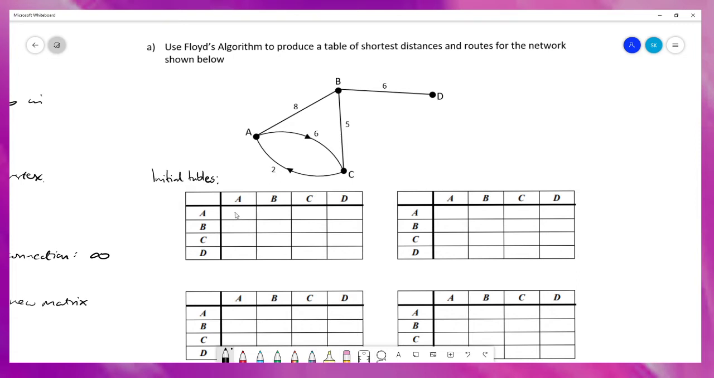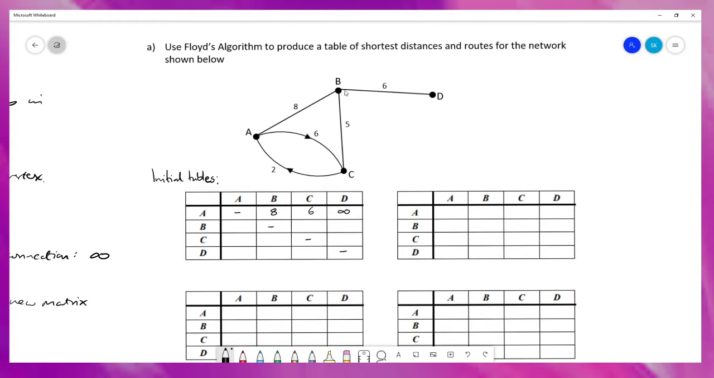We can see there's no loops, so the distance from A to A is nothing. We don't worry about it. The distance from A to B is 8, or weights. A to C is 6. And A to D, there isn't a direct route, so we put an infinity sign in there.